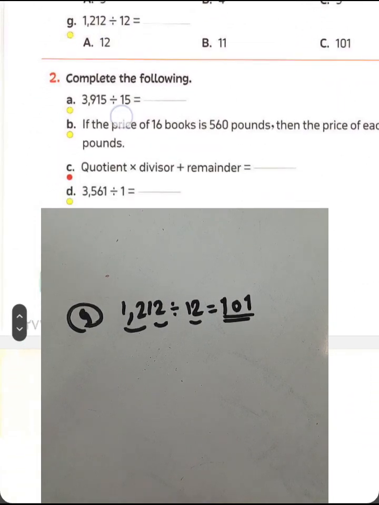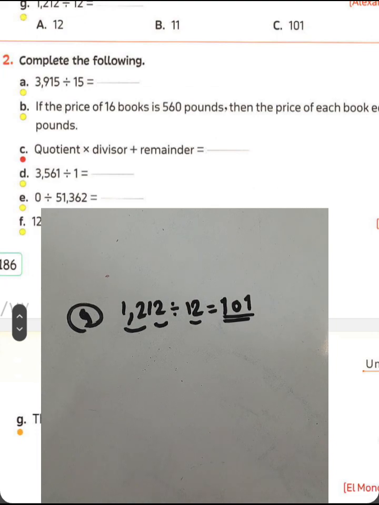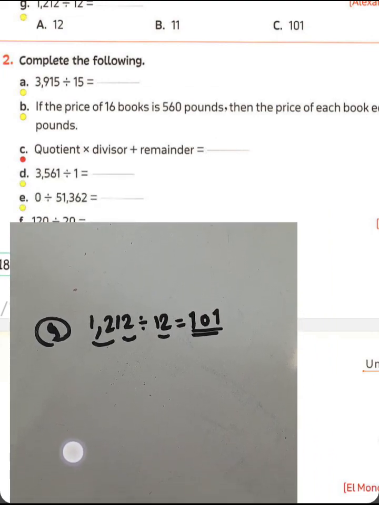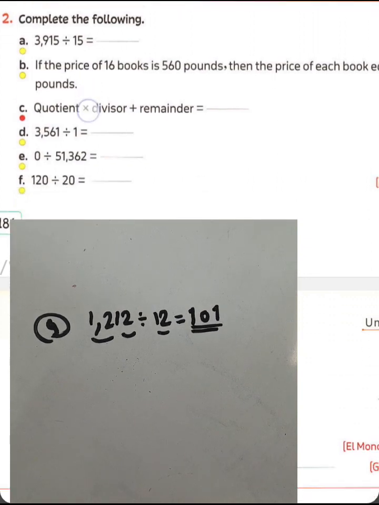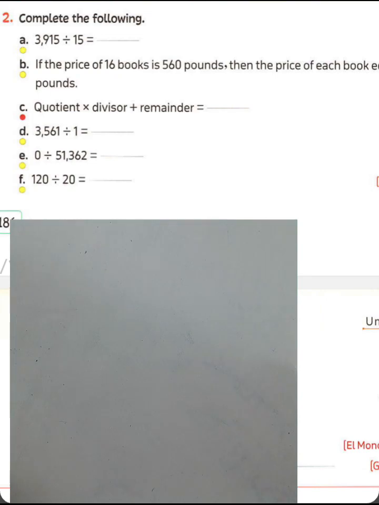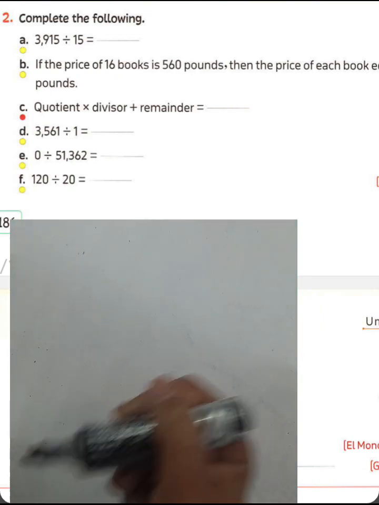Question number 2. Complete the following. Letter A. 3915 divided by 15.